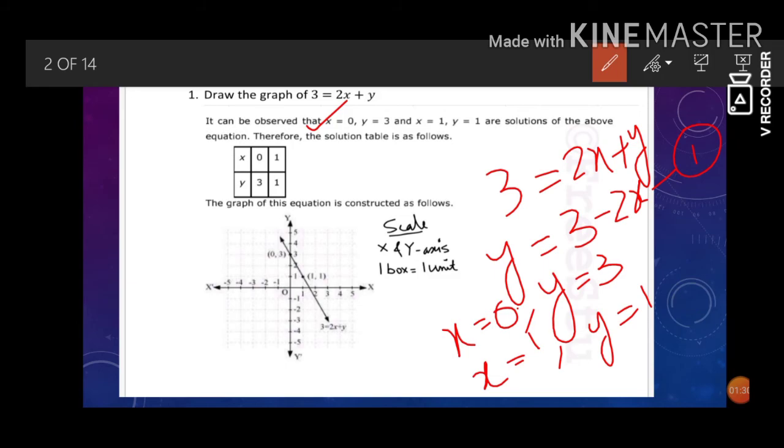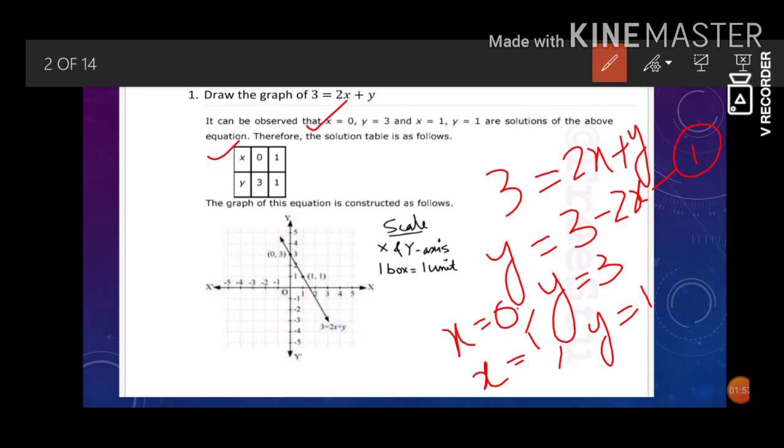Now to construct a line, we can take 2 different solutions, or we can take 3 different solutions. Here I have done it with 2 different solutions. If you want, you can take 3 different solutions as well. So now the solution table will look like this. For x = 0, y is 3, and for x = 1, y is 1. And the graph is like this.